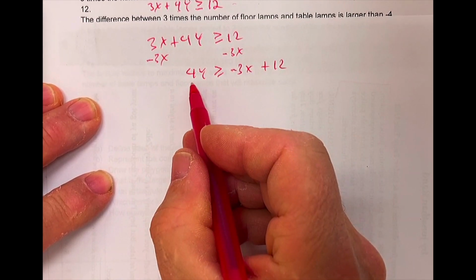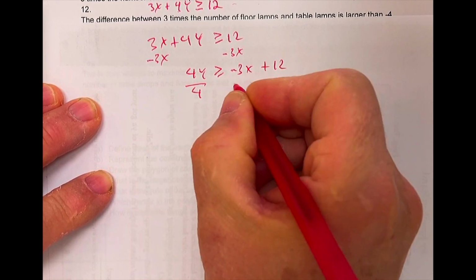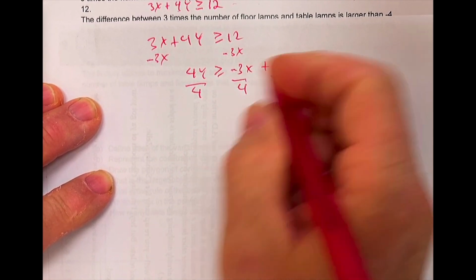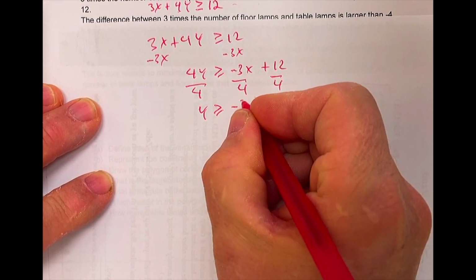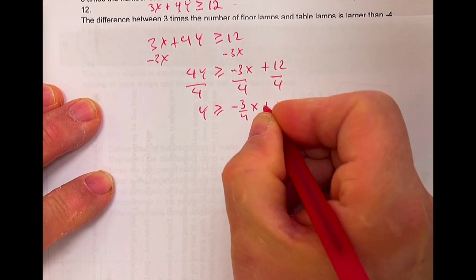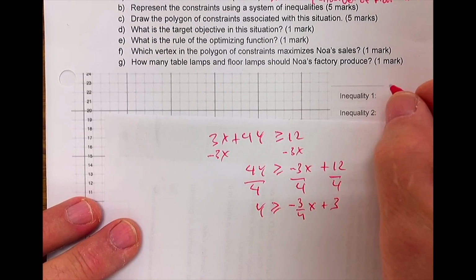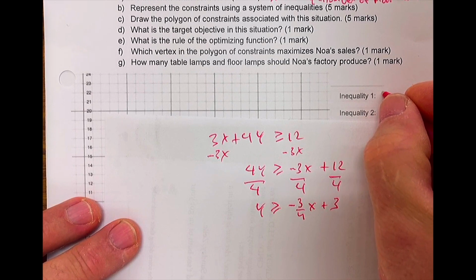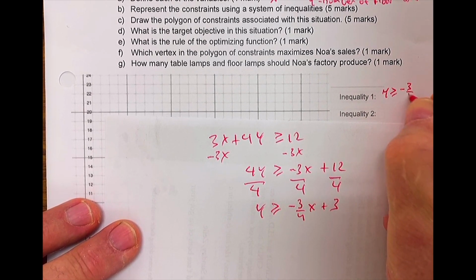Then I want to get rid of the 4. That's multiplying the y, so I do the opposite. I divide everything by 4. Every term gets divided by 4. Y is greater than or equal to negative 3 over 4x plus 12 divided by 4, which is 3. That is my first inequality. I'm going to write it down here. Y is greater than or equal to negative 3 over 4x plus 3.